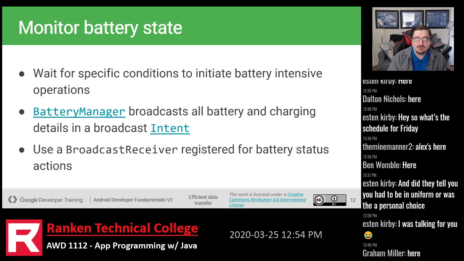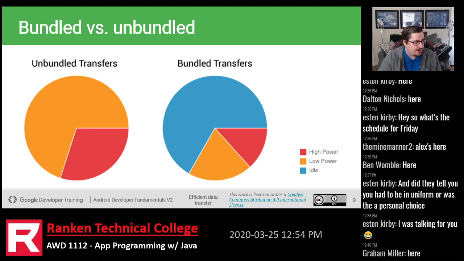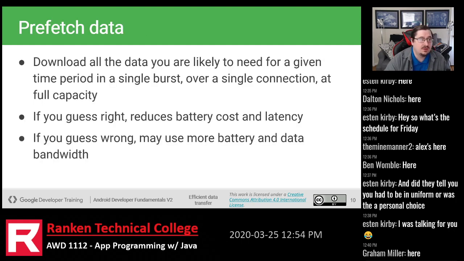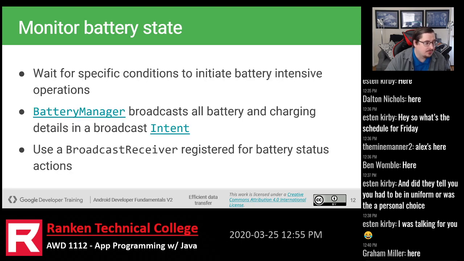So those are all things to consider. Again, to quickly review, we generally want to bundle our data. That's important for efficiency. We usually want to do some sort of prefetching. We want to monitor the state of the network, the connectivity, and we generally want to monitor the battery.